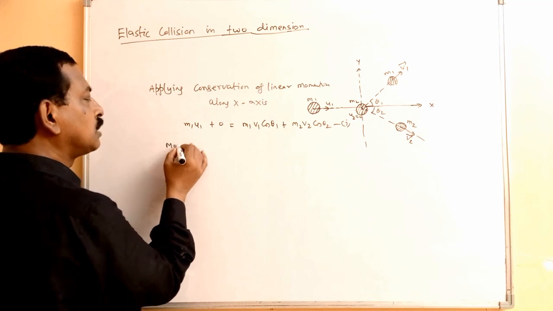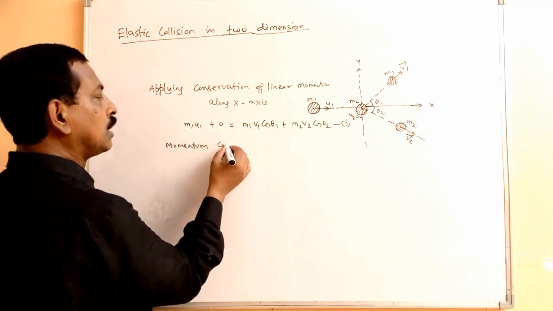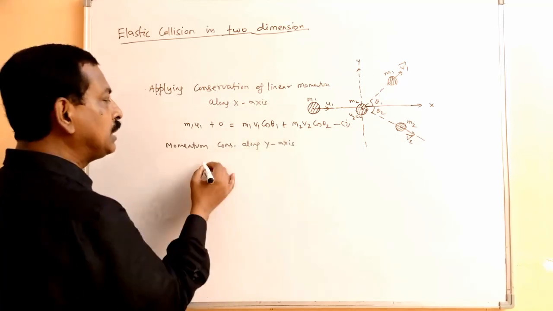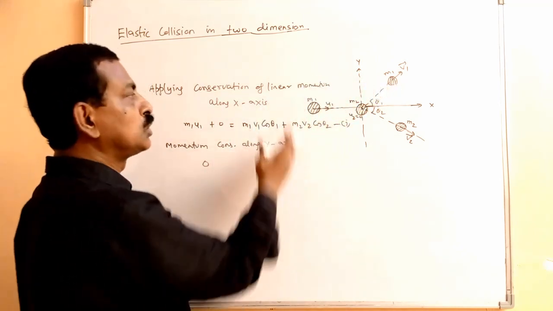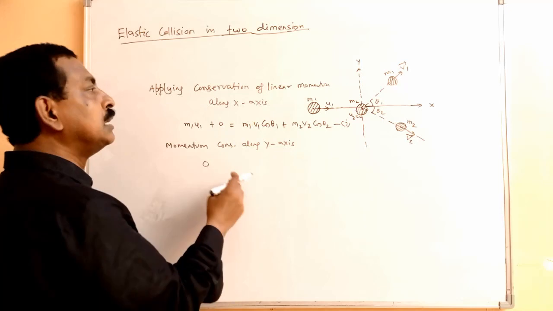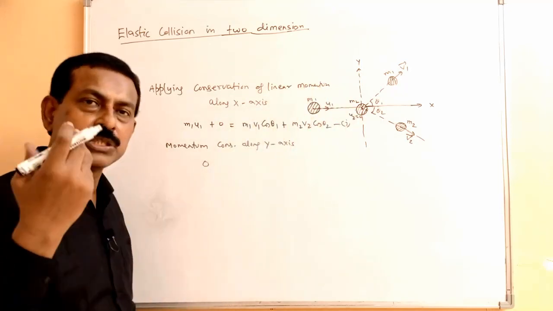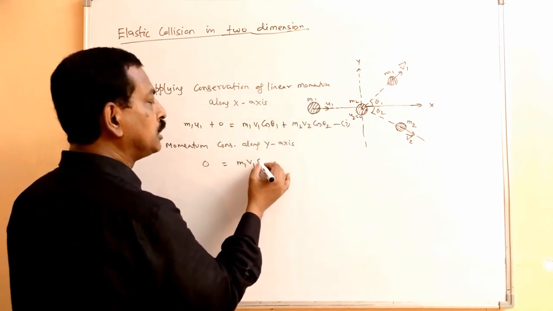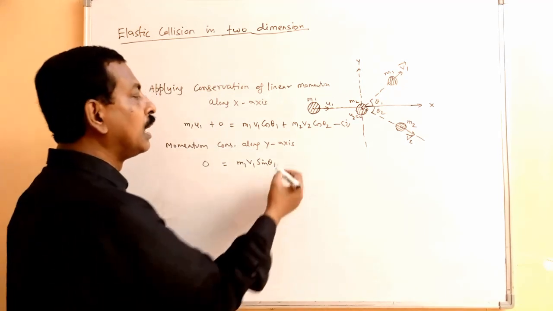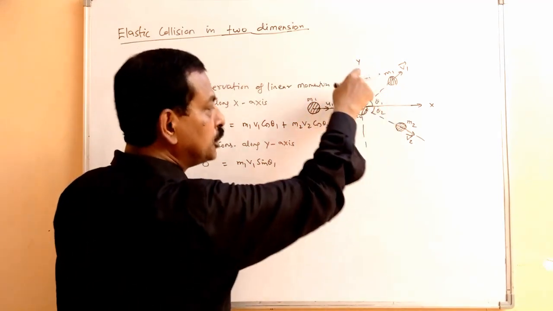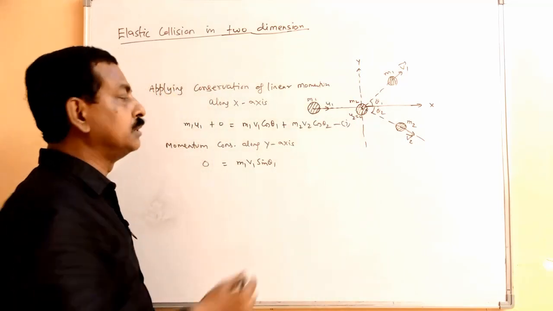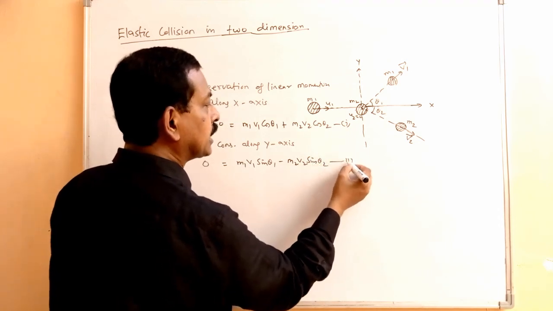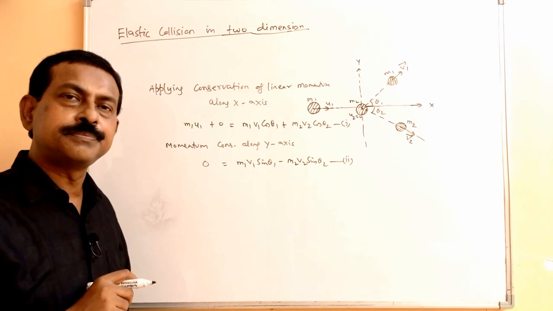Similarly, if you take momentum conservation along y-axis. So what will happen? The first body was moving along x-axis, so it will not have any component along y-axis. So it will be 0. Second body was at rest, so its momentum is again 0. But for first body after collision, it is m1 v1 sin theta 1. It will be in this direction, but for v2, it will be in the opposite direction. So it will be minus m2 v2 sin theta 2. This is your second equation. So two equations we have got.